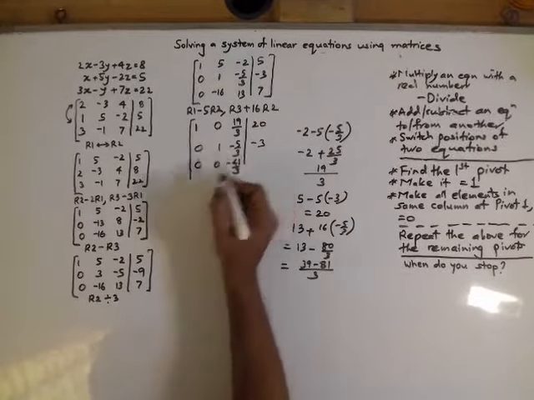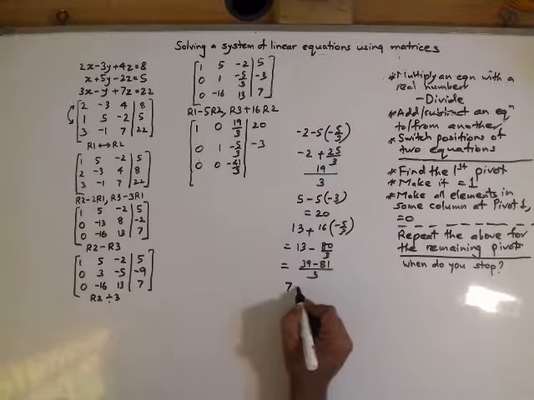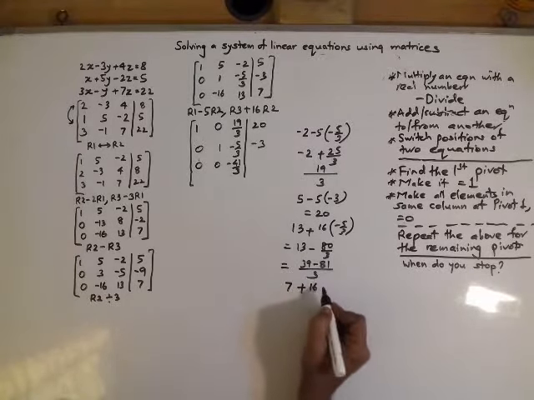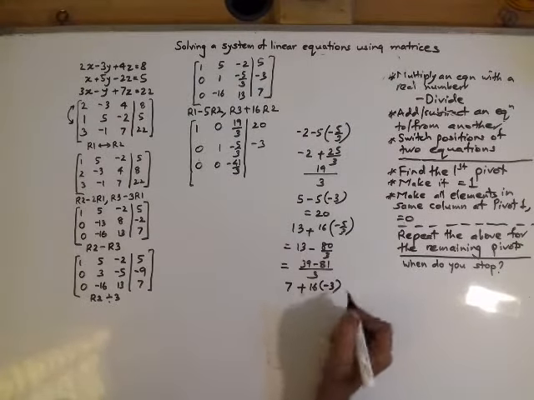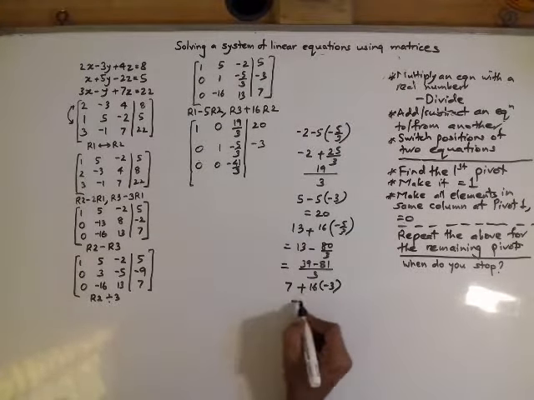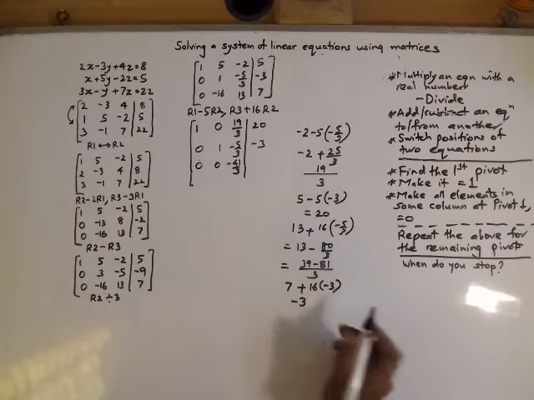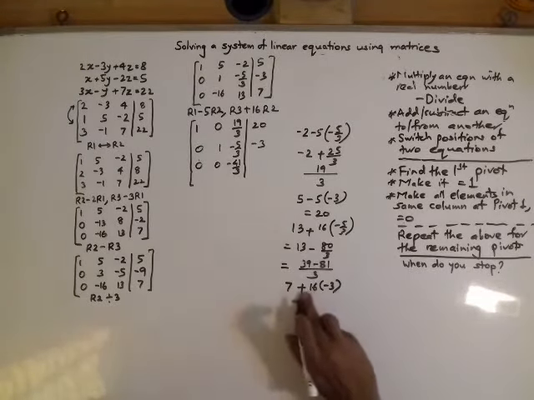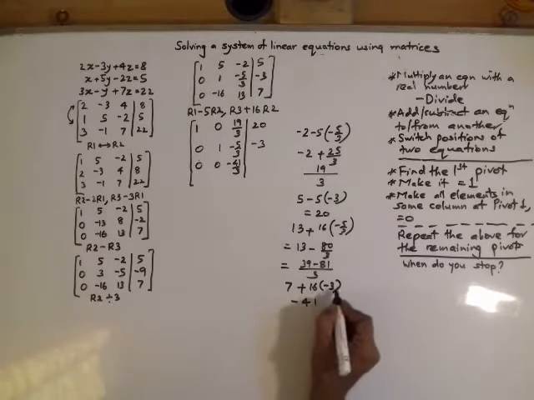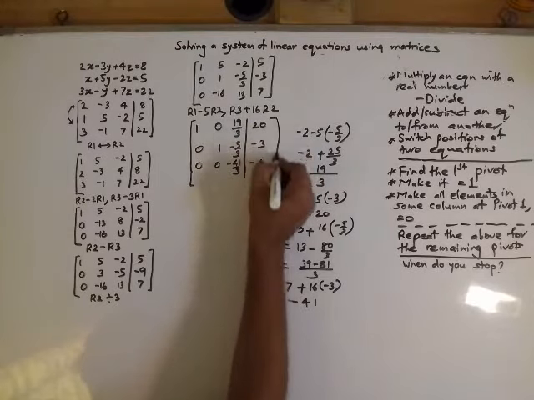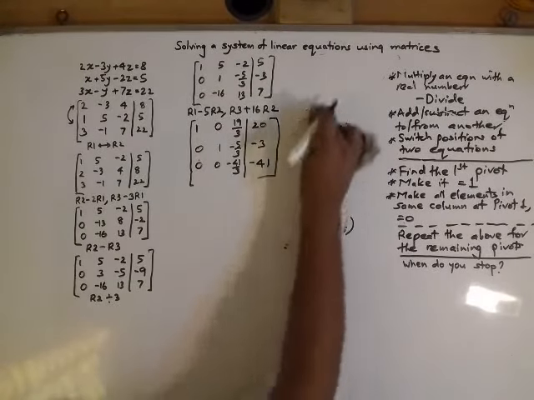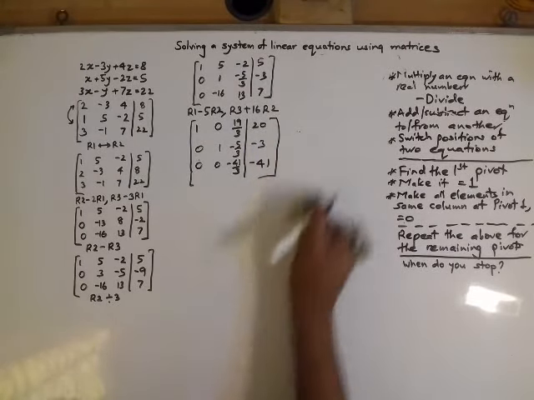And on this side we have 7 plus 16 times of R2, that is minus 3. I think this is minus 39. Did I get that right? Oh, sorry, minus 41. So this would be minus 48 and 7, minus 41. That's where we are now. Let's go on. Let's see where we are.